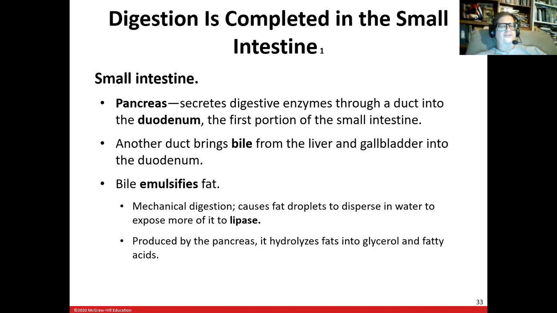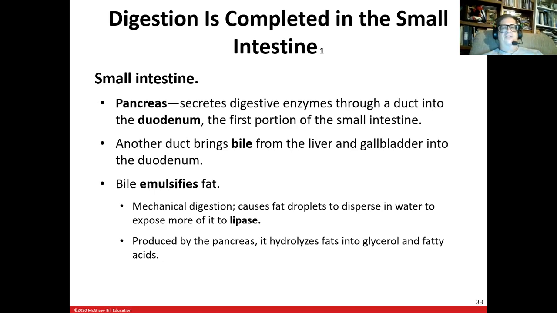So once we go through the stomach, we go through the pyloric sphincter, letting small amounts of food out into the small intestine. Remember, the small intestine has three parts. There's the duodenum, the jejunum, and the ileum. Most of the digestion is happening in the duodenum. The jejunum is the sausage coil looking thing. The ileum is the part that connects to the large intestine at the ileocecal valve.